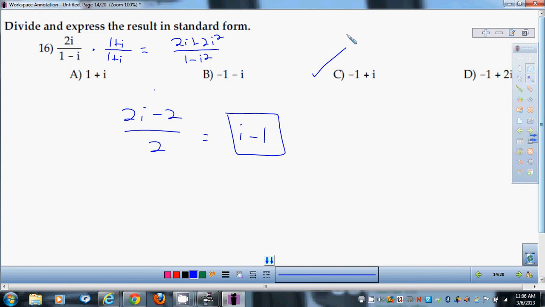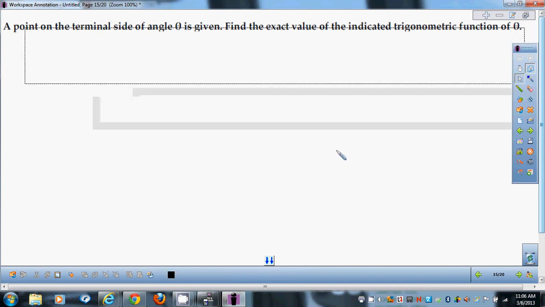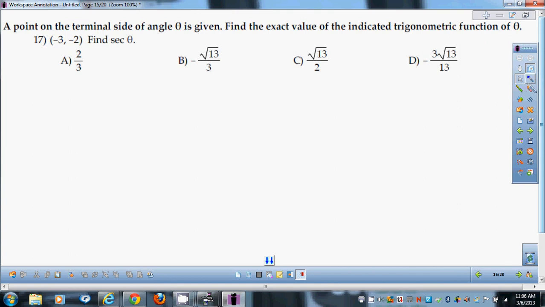Point on the terminal side of the angle is given. Find the exact value of the trig function of theta. Getting a little weary of the game, so we're just going to jump straight to it. Negative 3, negative 2. Why does it benefit you to graph it? That's right. Negative 3, negative 2. Connect it to the x-axis. Both pieces were negative. The hypotenuse will always be positive. You can do Pythagorean theorem and get radical 13.